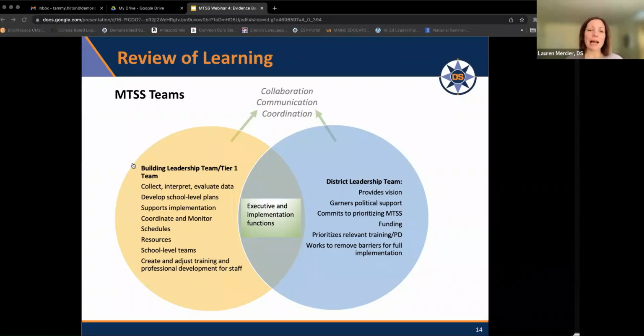So this team is really collaborating and coordinating and communicating, of course, with our building leadership team or our tier 1 team. And so Tammy and I use those two team titles interchangeably. Okay. So your tier 1 team can actually be your building leadership team. And that team, of course, is looking at that universal component, looking at programming for everybody in the building, looking at universal data to inform programming and to inform hiring and staffing and master schedule build, et cetera. So those two teams are working hand in hand.